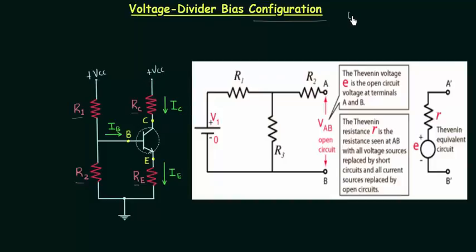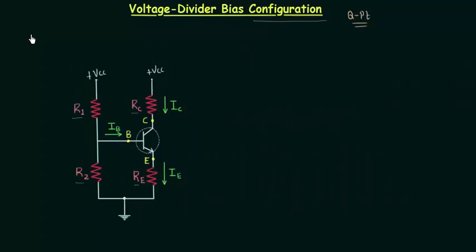First we will find out the operating point in case of voltage divider configuration, and after this I will explain why we prefer voltage divider configuration. In order to calculate the operating point, we must draw the equivalent circuit by using Thevenin's theorem. The equivalent circuit has the Thevenin's resistance, represented by R sub Th, and the Thevenin's voltage, Vth, and then we have the load resistance.